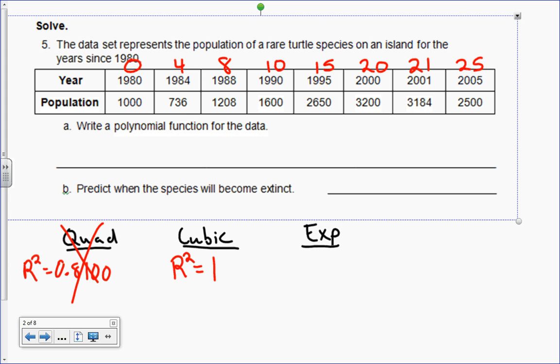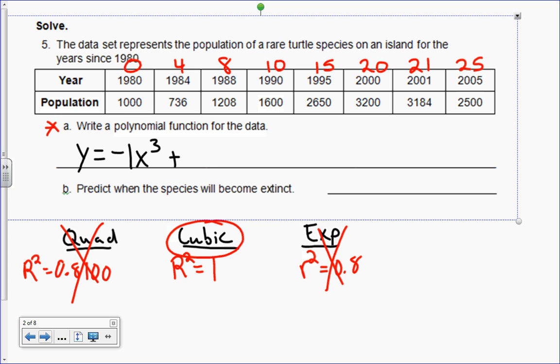Let's just make sure. So we'll go to stat, go over to calc, down to exponential, go down to calculate, and exponential's r-squared value is 0.8 something. So that one's out. So cubic is the one we want. So let's go get that equation again so we can write the polynomial function up here. So stat, over to calc, down to cubic, down to calculate. All right, and the function looks like this. Y equals, it says a is -1, so you got -1 x to the third.